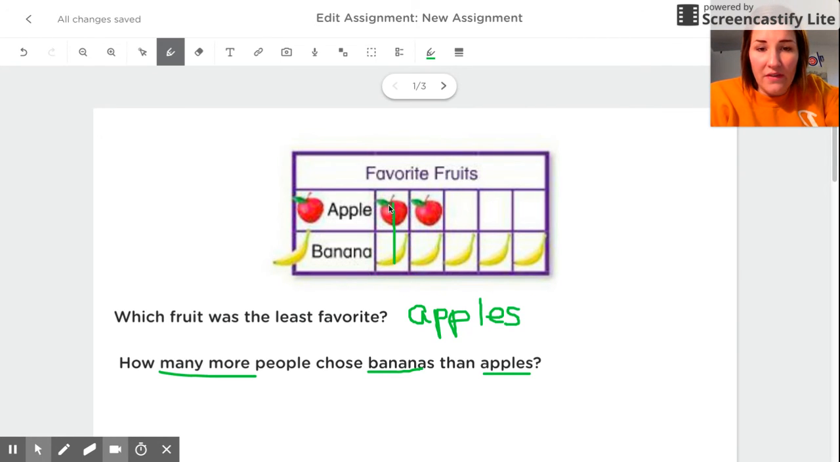So these are even. There's 1 and 1 vote. 1 and 1, these have partners. And then these ones here are left over. There's no apples in the graph that's the same amount of vote for bananas. So these 3 right here don't have partners. So that means that 3 more people chose bananas as their favorite than apples.